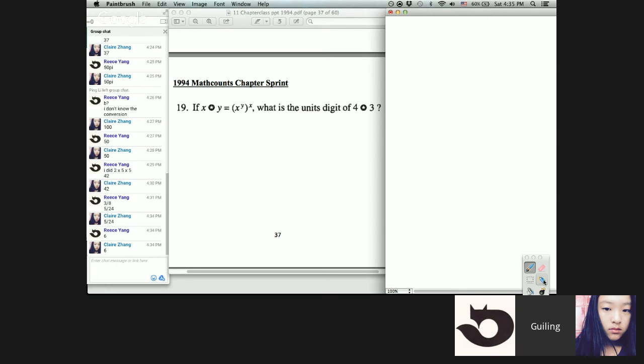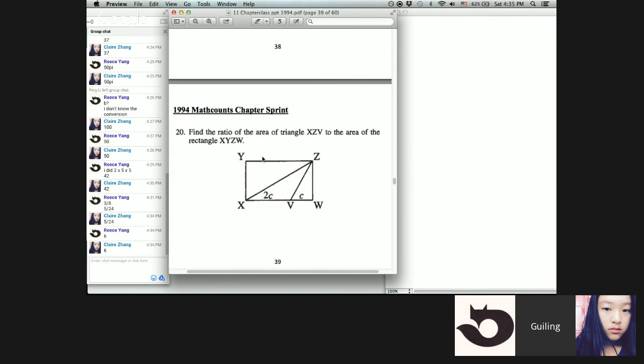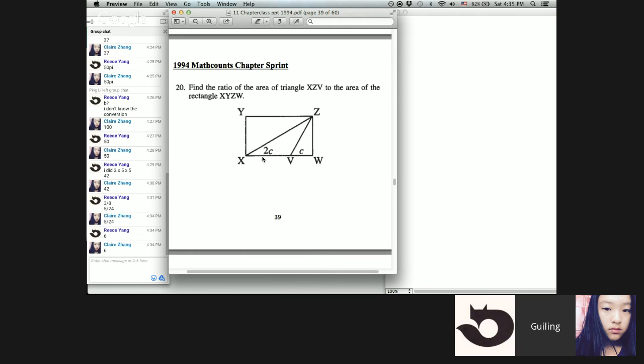Right, nice. Wow, that was pretty fast. Okay, so you see that it's 4 to the power 12, and because it asks for the units digit, and if you know 4 to the power anything, the units digits oscillate between 4 and 6. So the even ones are 6 and the odd ones are 4, so answer would be 6. Alright, find the ratio of the area of the triangle XZV to the rectangle XYZW.